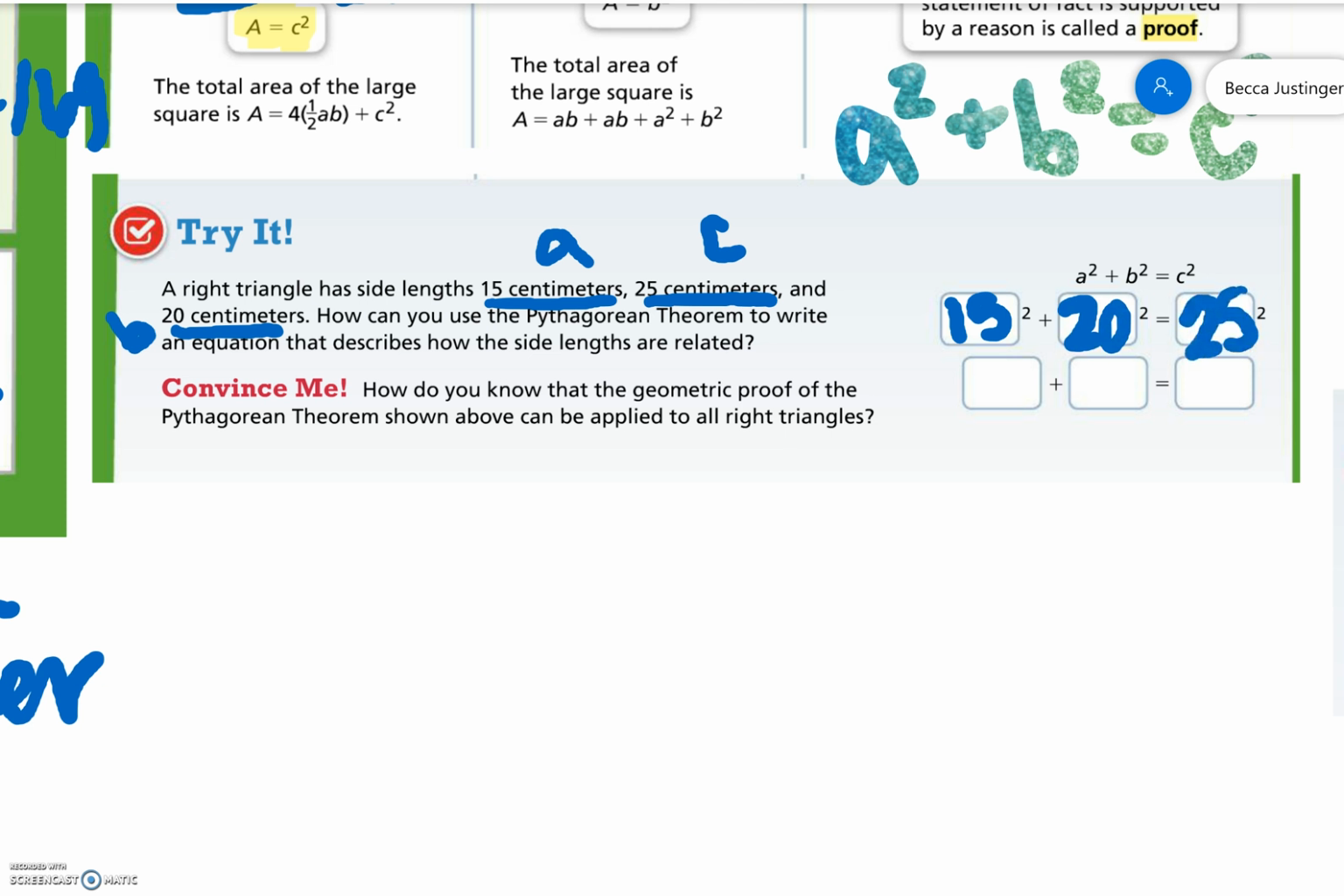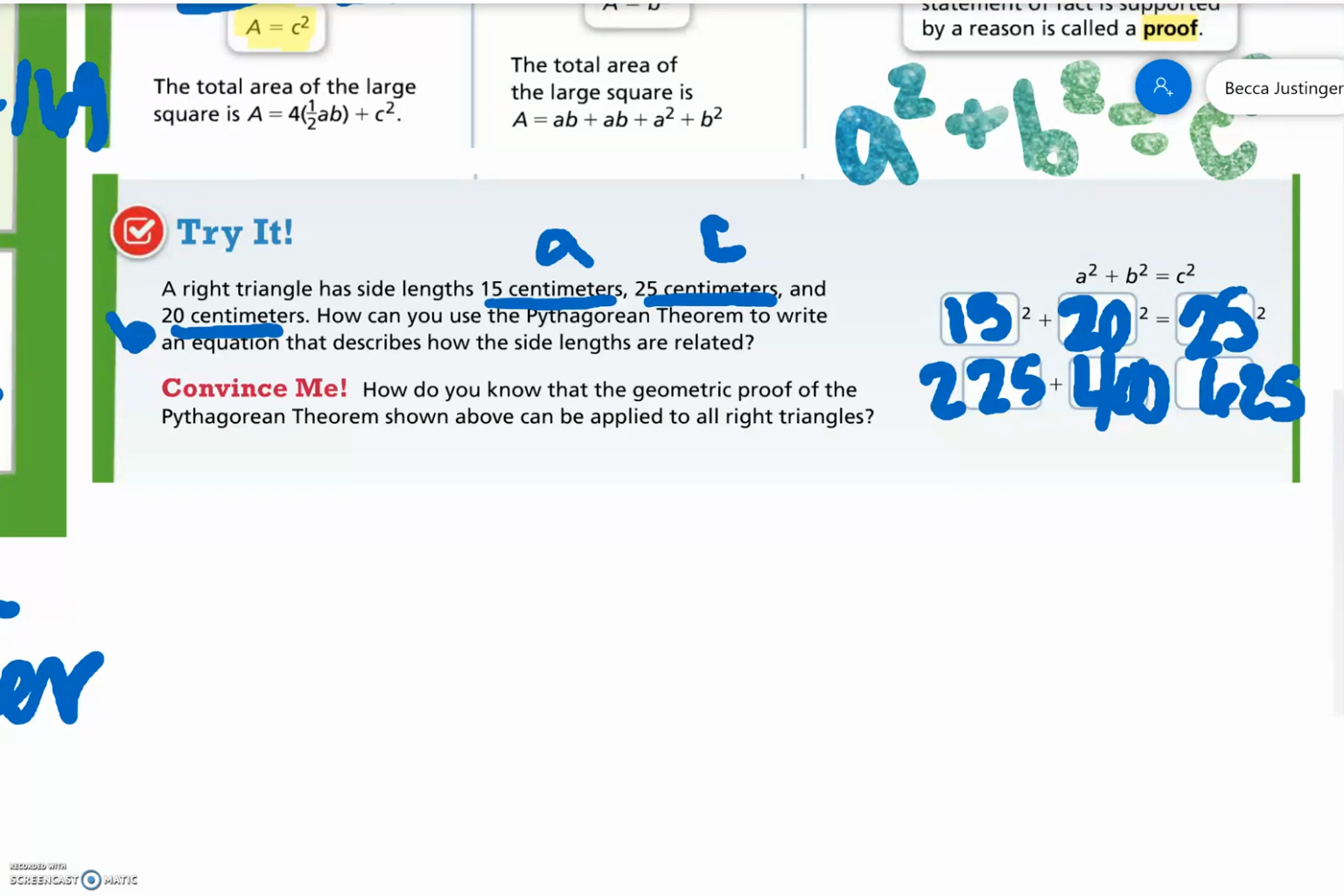Get out my calculator. 15 squared means 15 times 15. So that's 225. 20 times 20 is 400. And 25 times 25 is 625. So that works. 225 plus 400 equals 625.